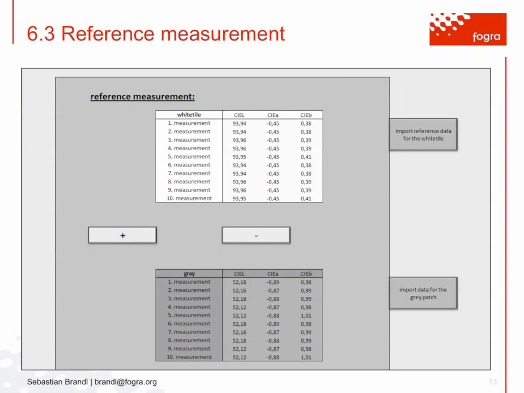This is the reference measurement. So you're displayed for the white tile and the gray. We recommend at least 10 measurements, and this should be done very carefully on your white tile, on your white reference, and you can deduce from those 10 measurements something like the uniformity of your reference material and some more criteria which will come in the practical test in a few minutes.